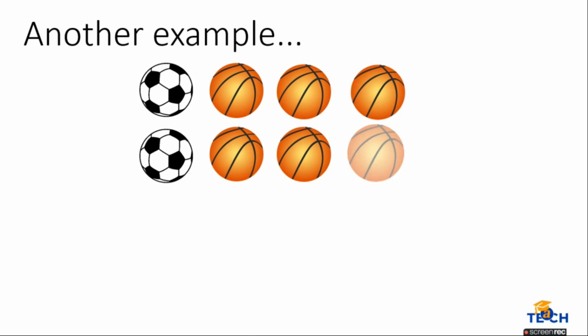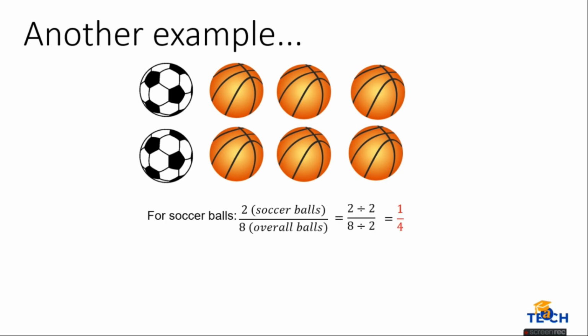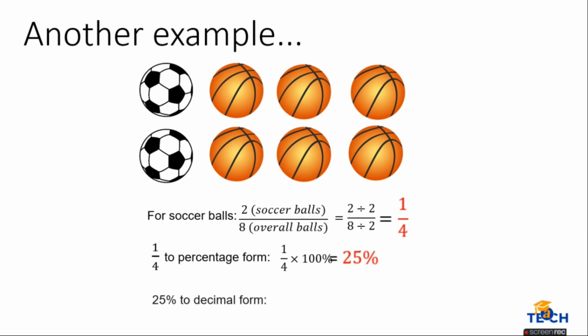Another example of which is we have here 1, 2 soccer balls, and also 1, 2, 3, 4, 5, 6 basketballs. So for soccer balls, we have 2 soccer balls over 8 overall balls. So this would equal to 1/4 if simplified. So 1/4 to percentage form, we have 1/4 times 100% is equal to 25%. So 25% to decimal form, we have 25% over 100% is equal to 0.25.